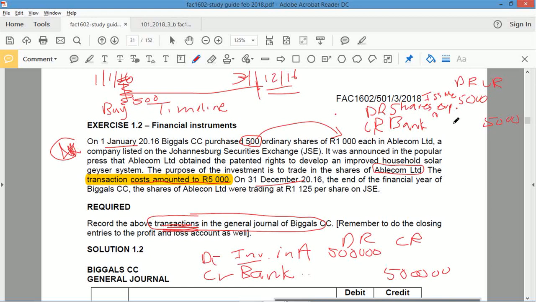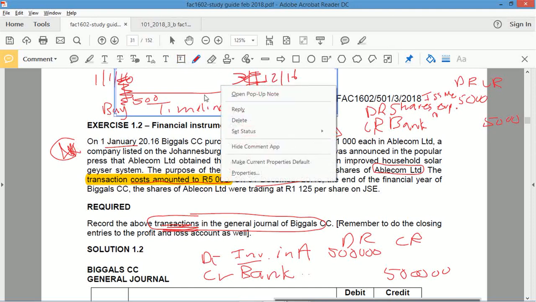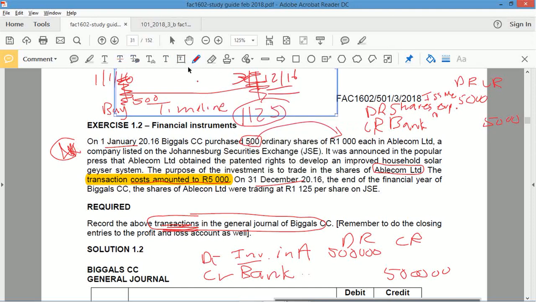And then what happens at the end of the year? The shares were traded at 1,125. Is that good or bad? It's good. Why? So it's increased by 125. So what you're going to say is 500 times 1,125. Yes, but you're only looking at the difference. Why only the difference? Because that's how much. So will it be 500 times 125? Yes, but we're looking at the value.